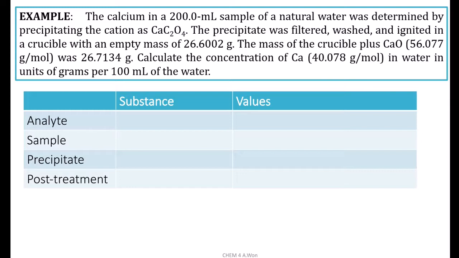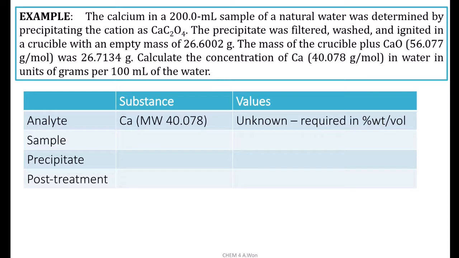Now it's easy to get overwhelmed with all the details. So let's summarize them in a table. Whatever is being determined is the analyte. So we write calcium under analyte. The value is unknown, and as you can read in the last sentence, we need to calculate the concentration of it in gram per 100 ml of water from the sample. Basically, it is just percent weight per volume, so we also wrote that down in the table.